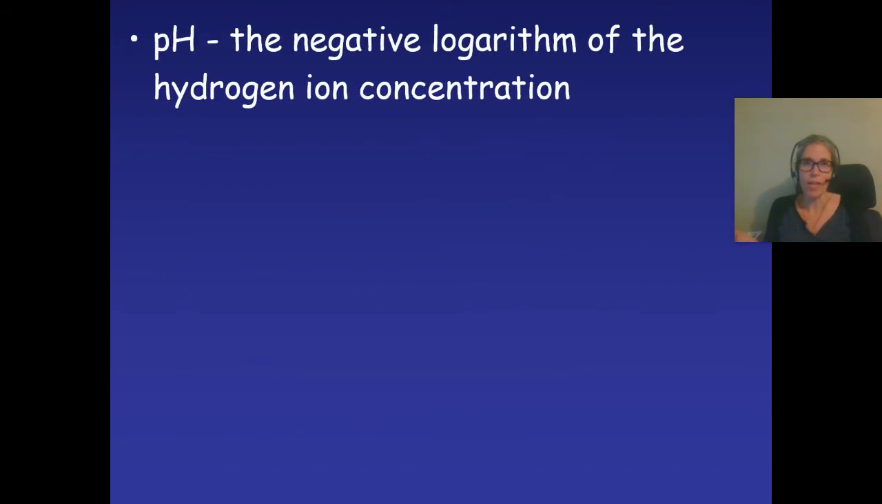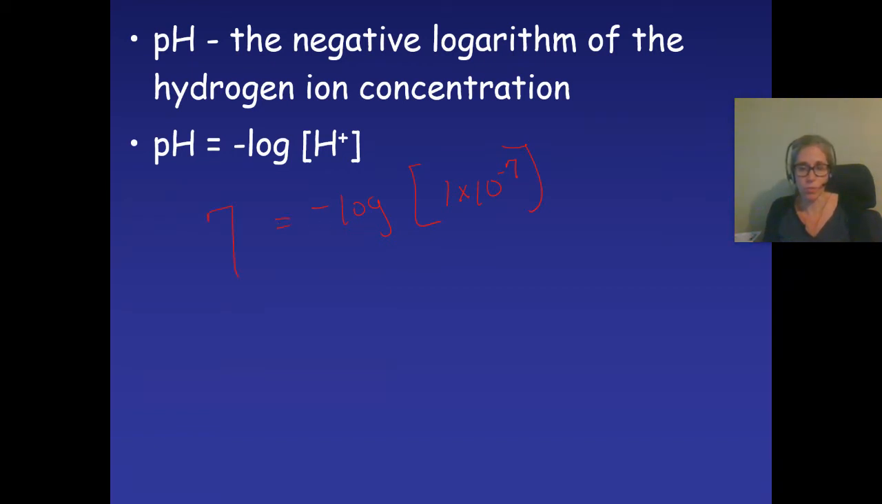Kind of cool. So pH is the negative logarithm of the hydrogen ion concentration. So pH equals the negative log of the hydrogen ion concentration. So if your hydrogen ion concentration is 1 times 10 to the negative 7th, then the negative log of that is 7. So water has a pH of 7 if it's totally neutral water, right?